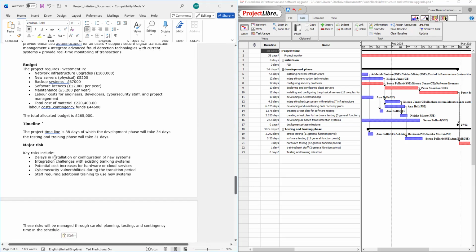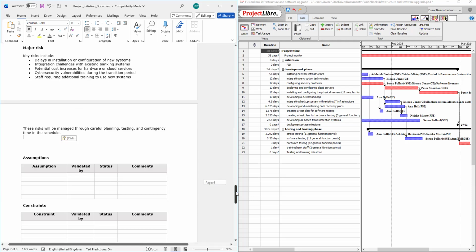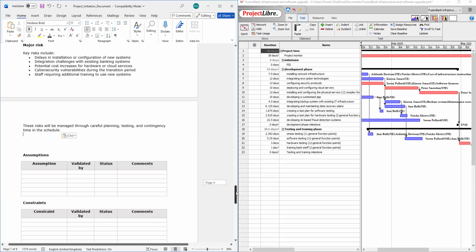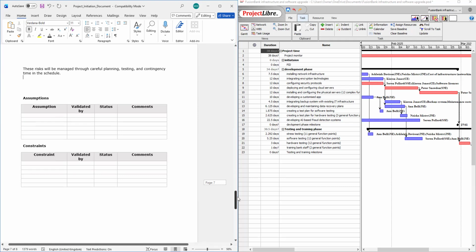So major risks: delay in installation and configuration of the system, integration challenges with existing bank systems, potential cost increase for hardware and cloud servers, right? Cybersecurity vulnerability. All right, these risks will be managed through careful planning, testing, and contingency time in the schedule. And guess what? We've just finished our business case.